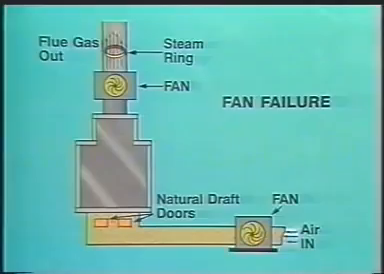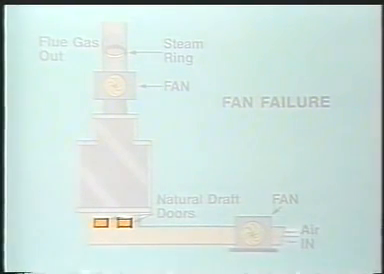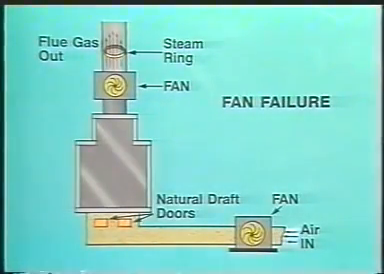A second type of equipment failure is a fan failure. If one of the fans in a balanced or induced draft furnace fails, this will result in a loss of draft. If the furnace is equipped with natural draft air doors, the flame safety system will automatically open the doors, and it may be possible to keep the furnace operating at a reduced load. Some furnaces are equipped with steam rings that discharge steam into the furnace in the event of a fan failure. The hot steam rises upward and creates enough of a draft to allow continued operation. But if air doors or steam rings are not available, the safety system will automatically cut off fuel to the burners and the furnace will have to be shut down.